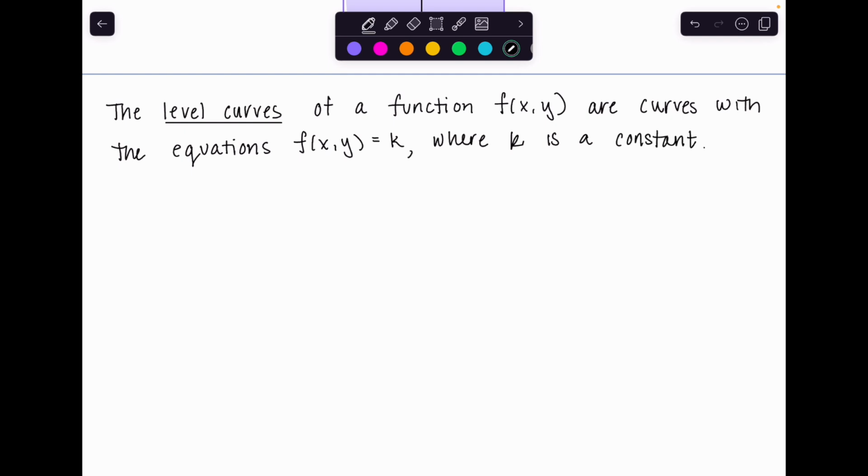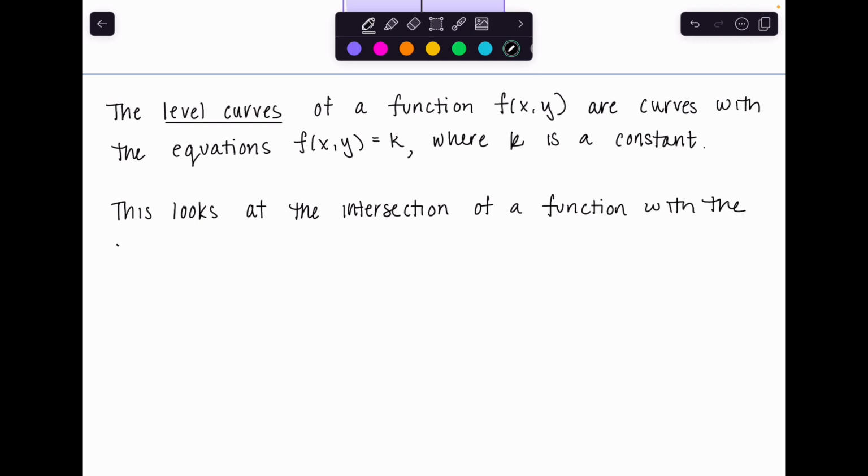So basically we're saying, if I fix this z value, what does the surface look like on that plane? And that's basically just finding the trace. So this looks at the intersection of a function with the plane z equals this constant k. So i.e. this is just the trace on z equals k. Okay? Nothing more.